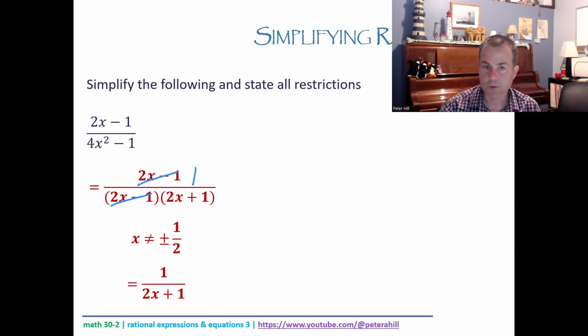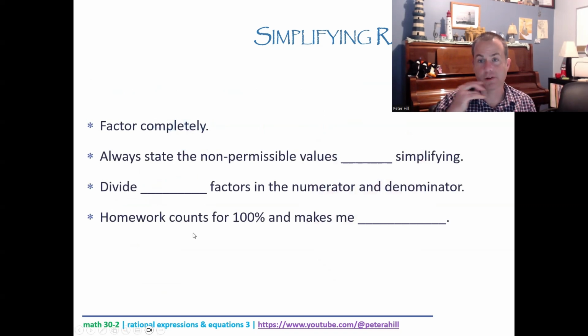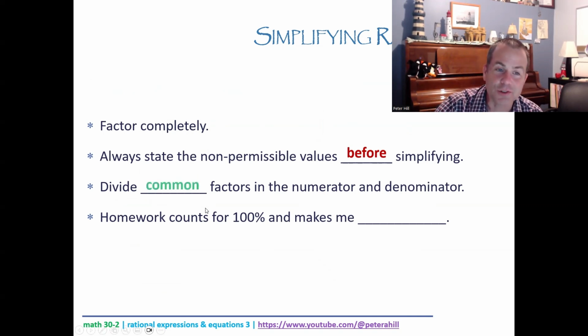Okay. All right, friends. Let's summarize what we've done so far. Okay, so remember, factor completely. That's always step 1. Okay, then step 2, you're always going to state the non-permissible values before you start the simplification process. Then you're looking at dividing common factors. Okay, that's the whole simplifying. You essentially divide common factors out in the numerator and the denominator.